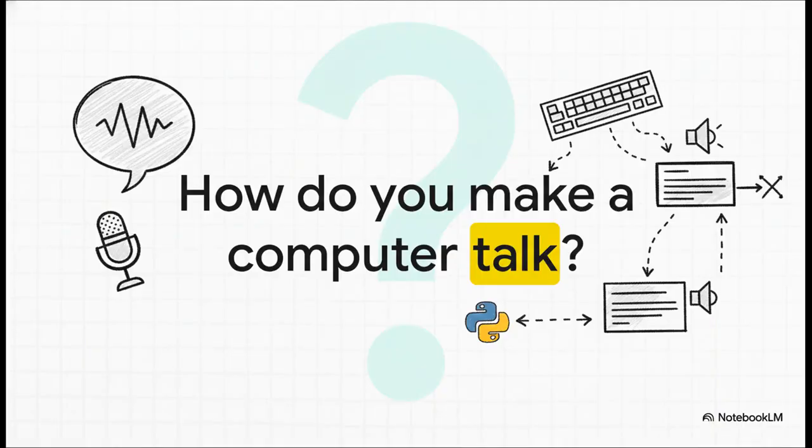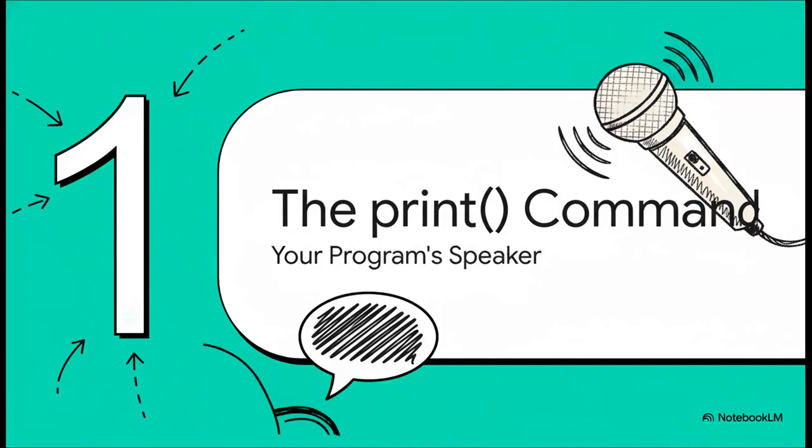Okay, so how do you even do that? How do you make a computer talk? Well, in Python, it really just boils down to one simple but super powerful command. You can almost think of it as your program's microphone. And that command is print. It is literally the speaker for your program. Anything you stick inside those parentheses is what your code will say out loud. It's the absolute quickest way to see your code actually do something.